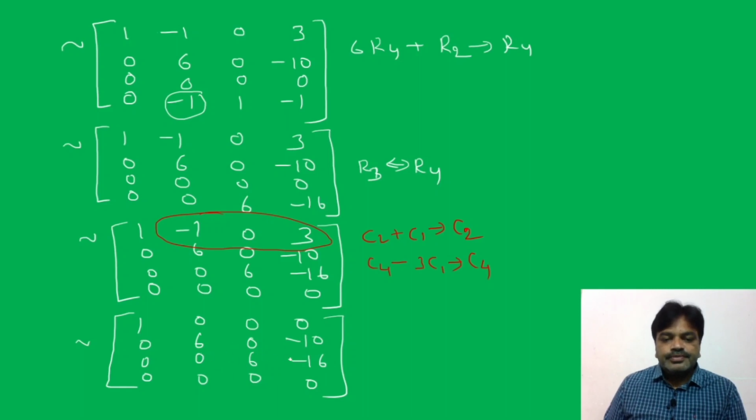Now I want to make this element 0 by using C2. So what is the column operation? Simply do one thing here: 6C4 plus 10C2 in place of C4.